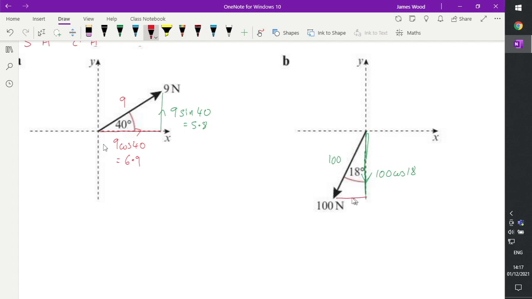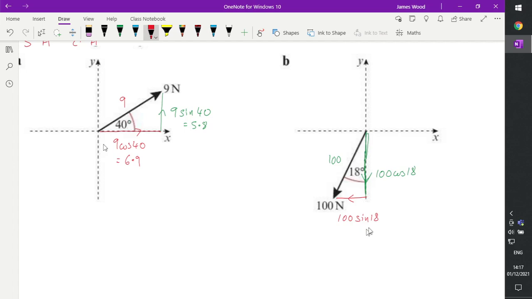This length here is going to be 100 sine 18. So it's not always just that horizontal is cos and vertical is sine. You have to consider where the angle is in your diagram. It's better to think about it as opposite the angle is sine, adjacent to the angle is cos. So it's all just to do with right angle triangle trigonometry for resolving the forces into vertical and horizontal components.